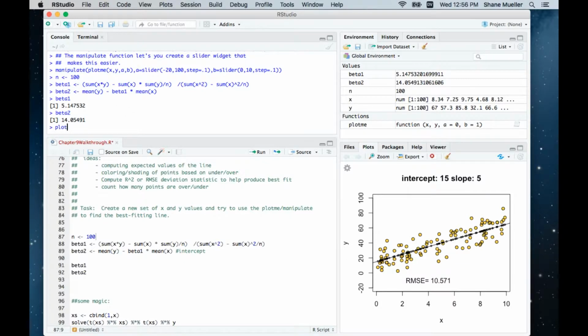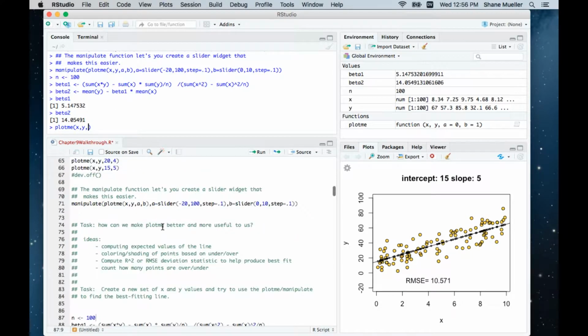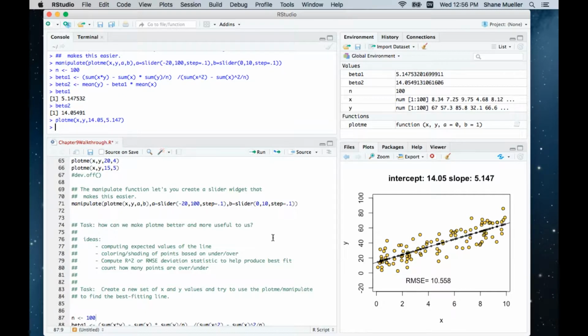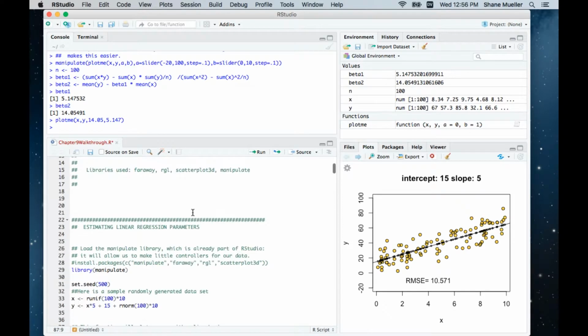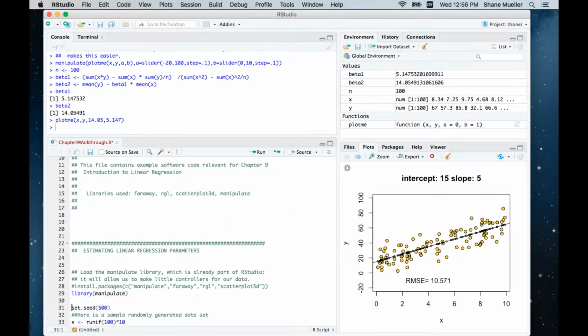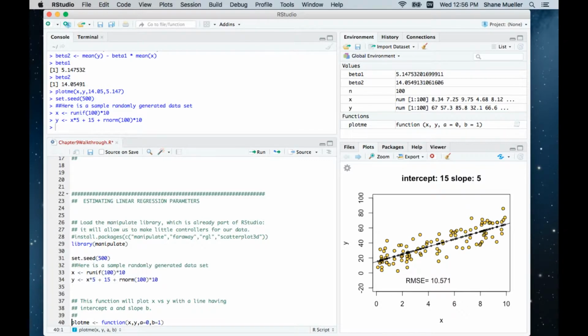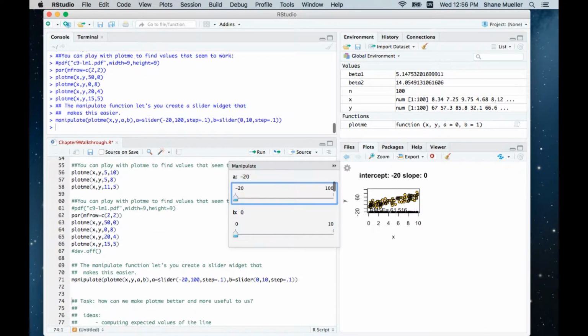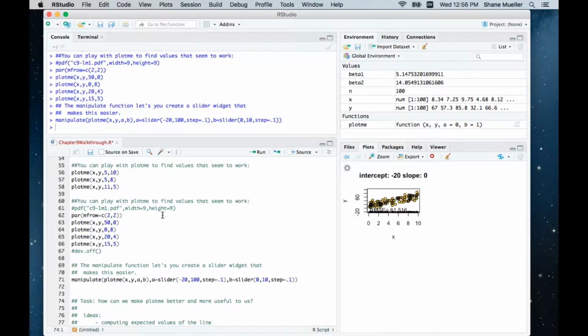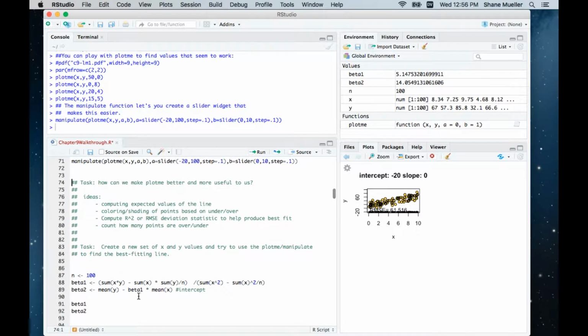So if I then go plot me of x and y and 14.05 and then 5.41, I think this should be better. I think maybe I have loaded these incorrectly or something. But this is going to be the best fit model using this type of formula.